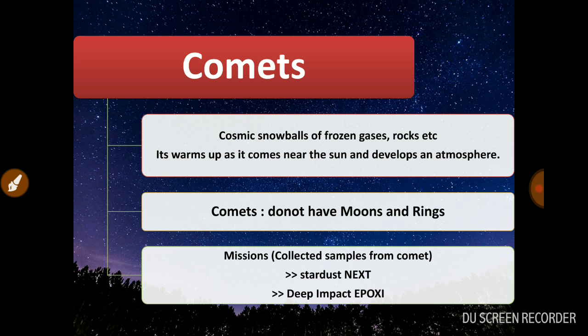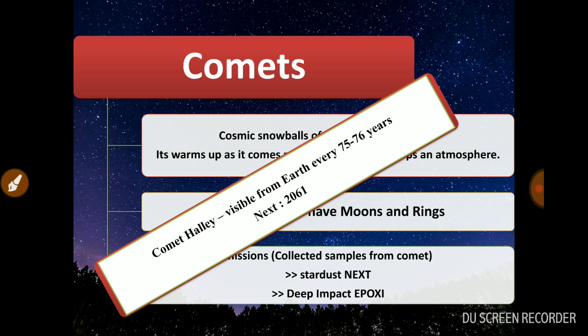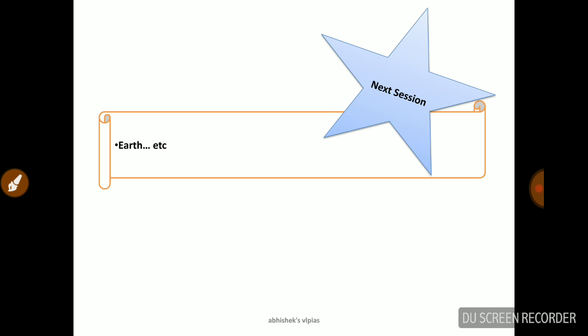We have some missions associated with comets, missions that collect samples from them. For example, Stardust-NExT and Deep Impact EPOXI are the important missions associated with this. And we have definitely heard about comet Halley. Halley's comet is visible from Earth every 75 to 76 years. So next we are expecting Halley's comet in 2061. Let's see how many of you can see it.